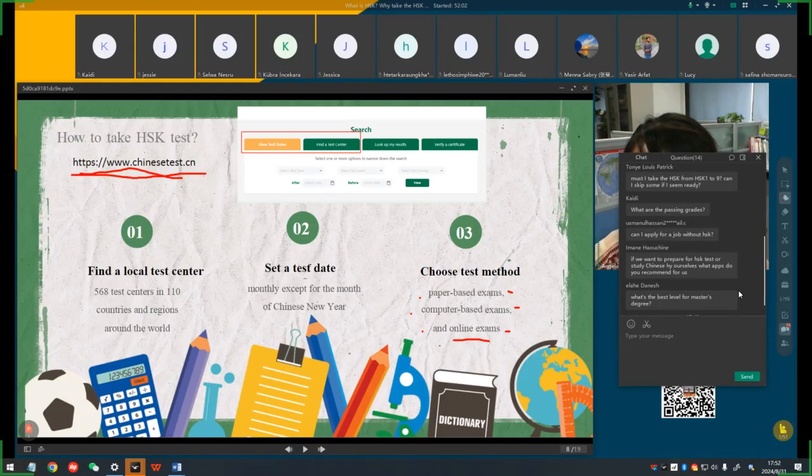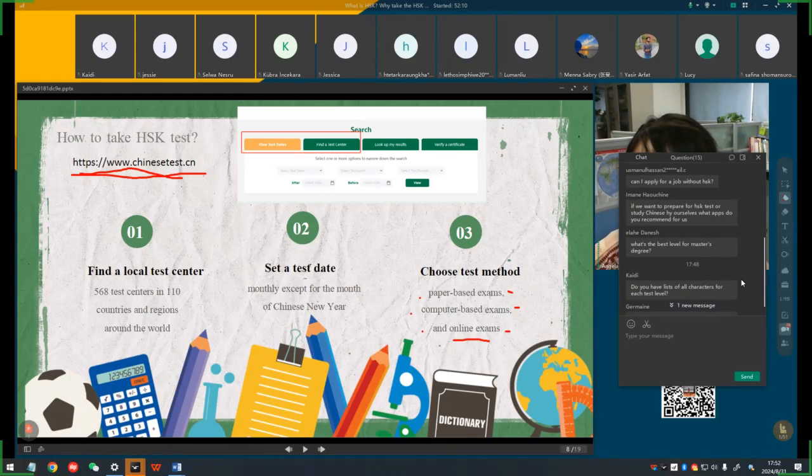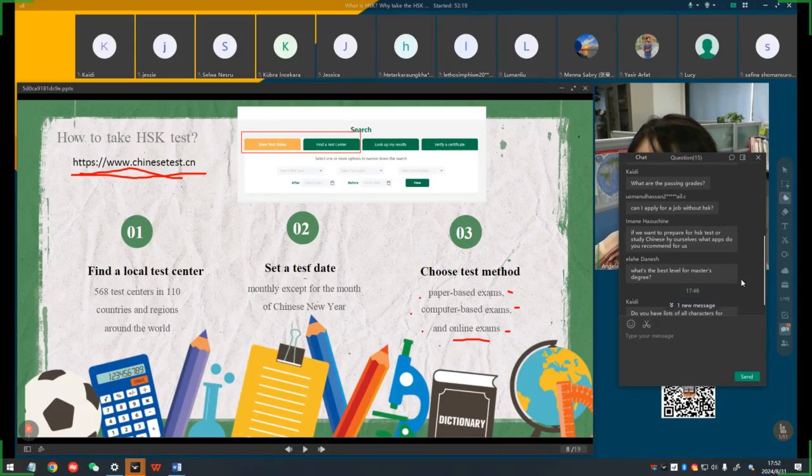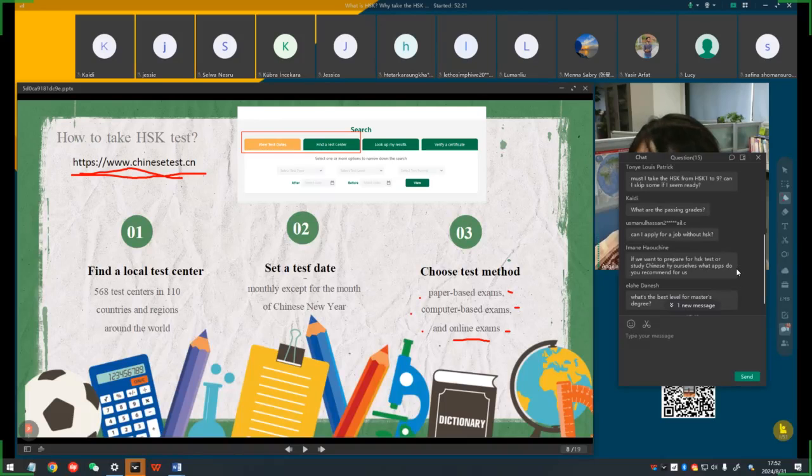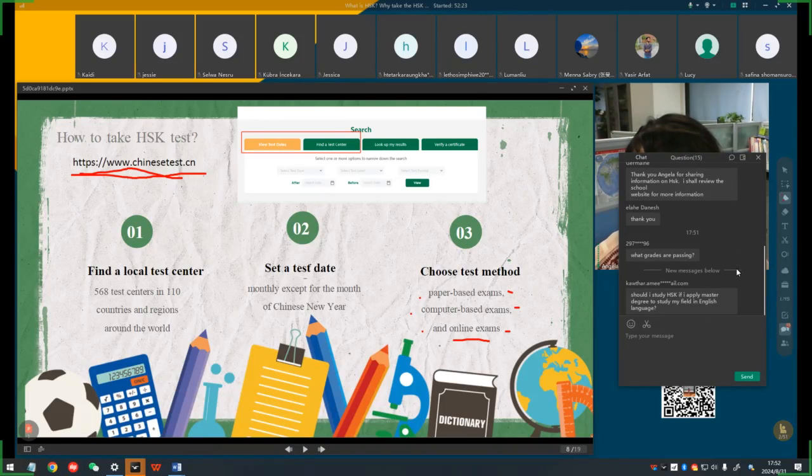What is the best level for a master's degree? It's different, as different universities have different requirements. So when you apply for a certain degree at a Chinese university, you should check their requirements first, and then set your learning goal.